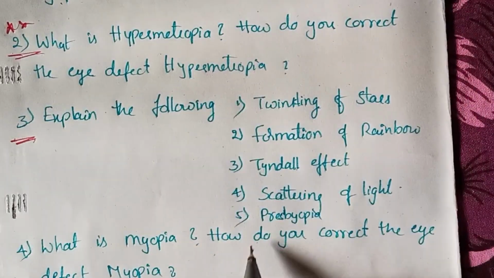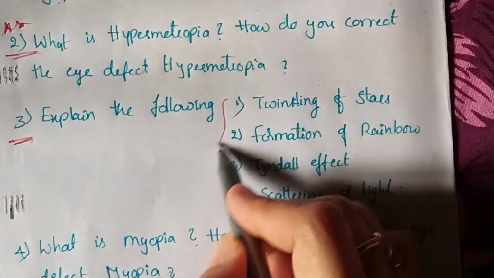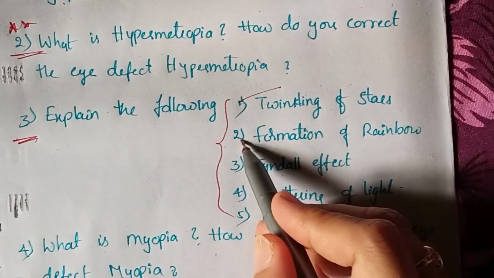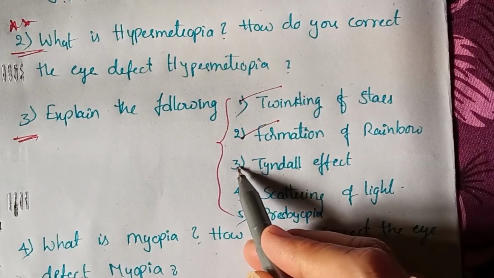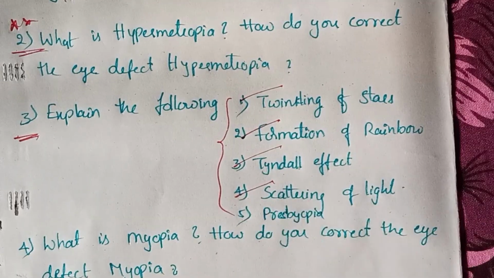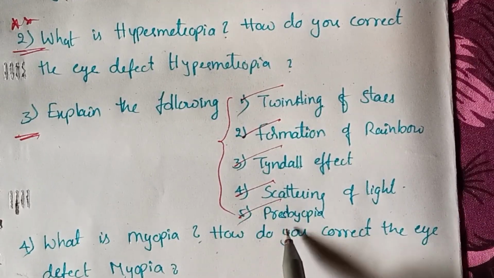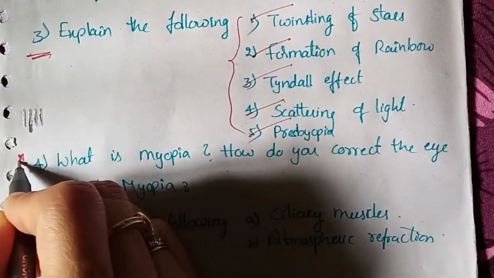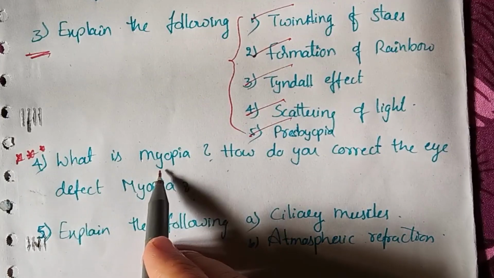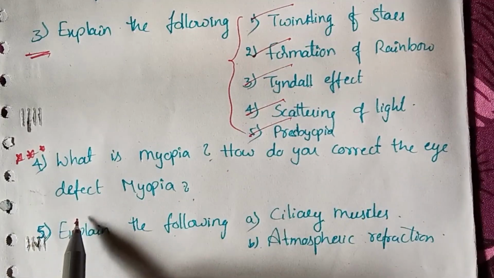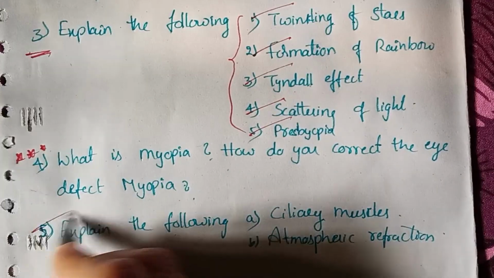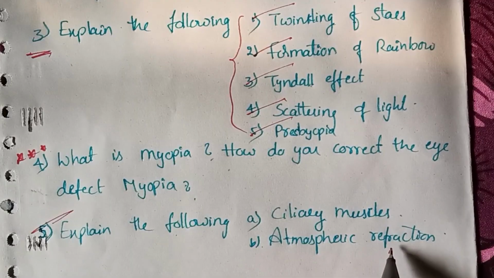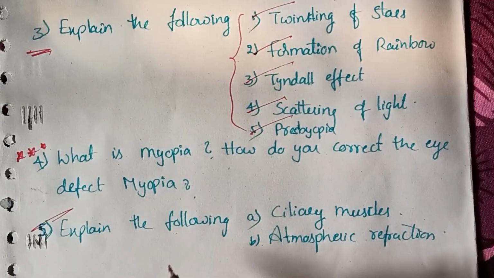Okay, next, third one, explain the following. Here I have written sub questions in this. All these 5 are very important. Explain the following: first one, twinkling of stars. Next, formation of rainbow. Then Tyndall effect. Then scattering of light. And fifth one is presbyopia. These 5 are very important. Next, mark it as important: what is myopia? How do you correct the eye defect, myopia? Next, fifth one is, explain the following: ciliary muscle and atmospheric refraction. So go through these two also.